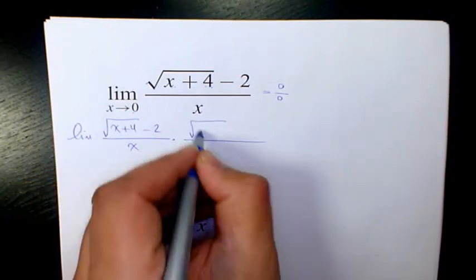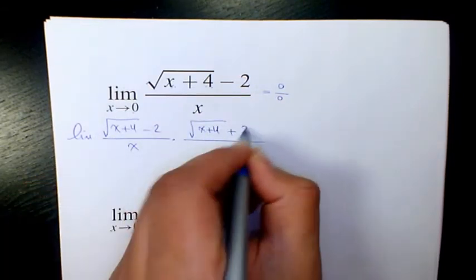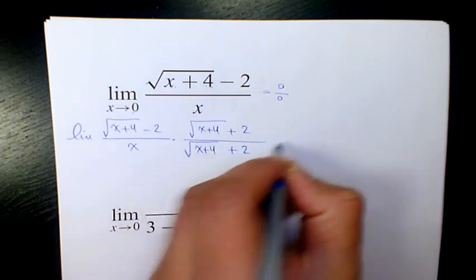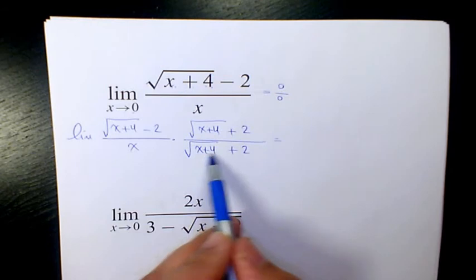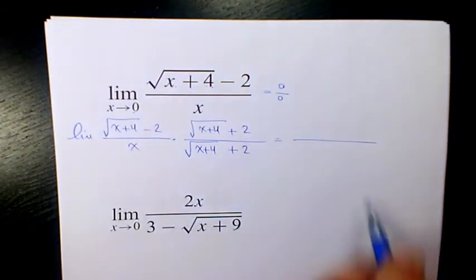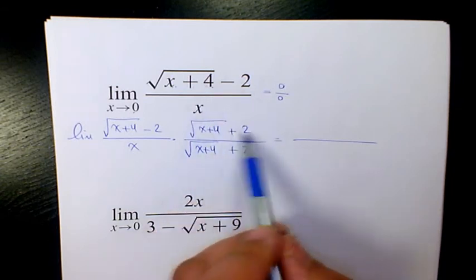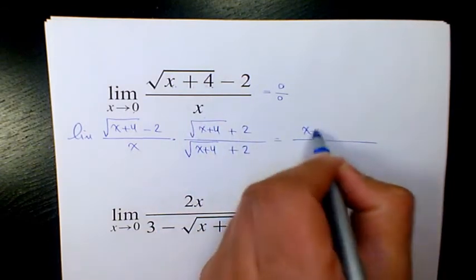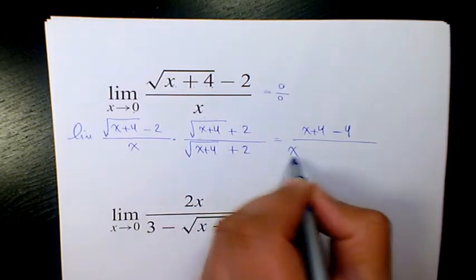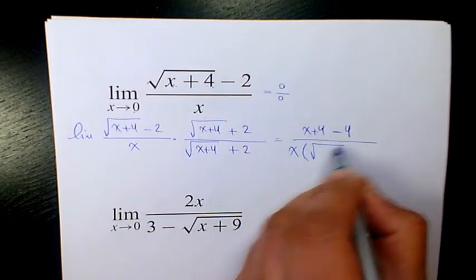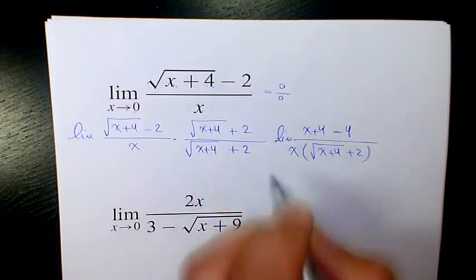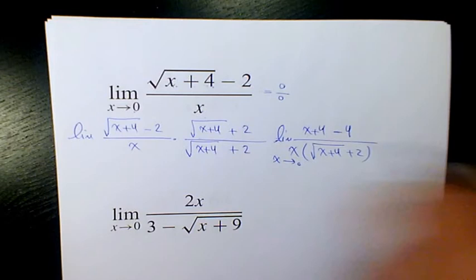So it is going to be, we multiply numerator and denominator both by square root of x plus 4 divided by x square root of x plus 4 plus 2. Then you have difference of squares. This to the power of 2 minus 2 to the power of 2, which is going to be x plus 4 minus 2 to the power of 2, which is 4, divided by x times square root of x plus 4 plus 2. Limit when x approaches 0.